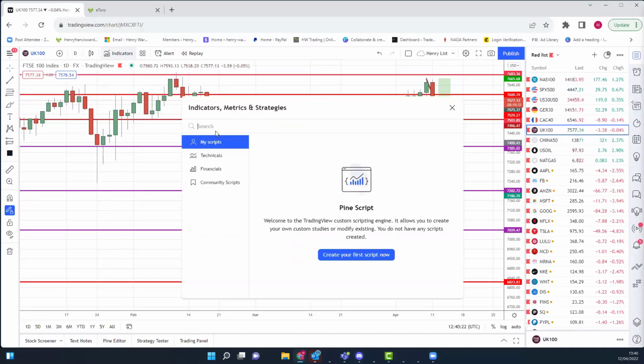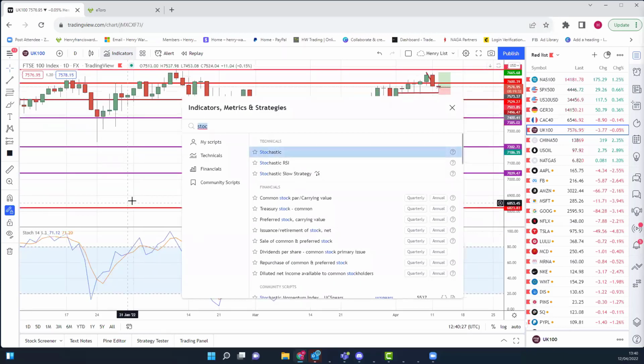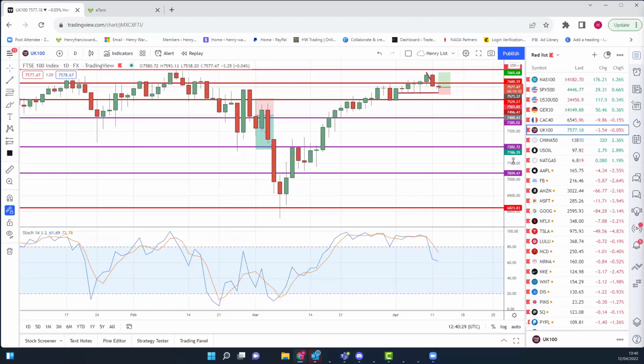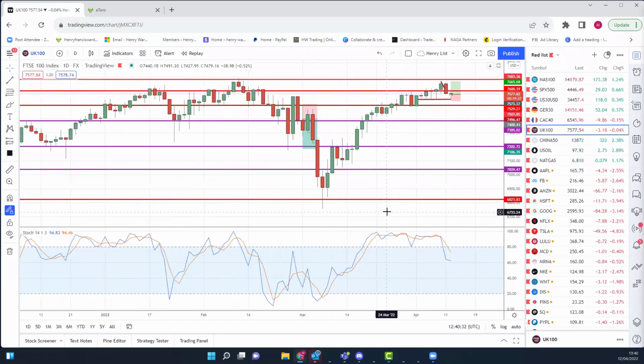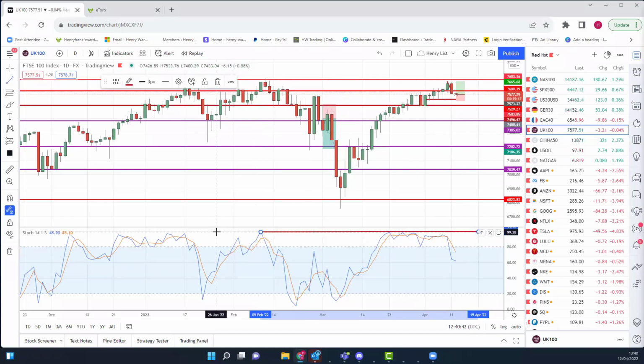Indicator, stochastic. From there to there, you have divergence. From that point to that point. But we're going to this point. So there's the high. We're going to this point.